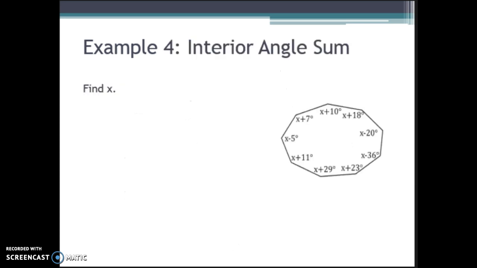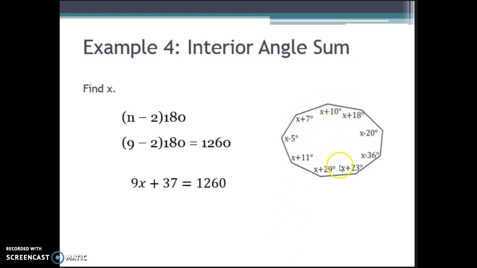Okay, for an interior angle sum and finding x, we're going to use our formula for the interior angle sum for all polygons. And so this is a 9-sided figure, so we're going to do 9 minus 2 times 180, which is 1260. And then what we're going to do is add up all of these angles, which gives us 9x plus 37, and then we can just solve, which gives us x equals 135.9.